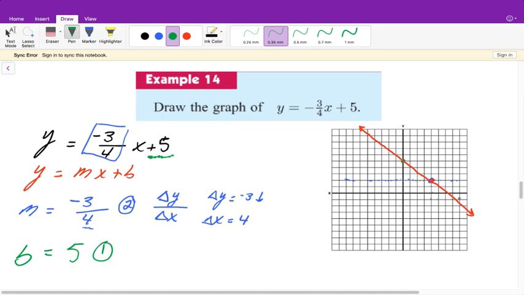1, 2, 3, 4. Now, obviously, I didn't have a straight edge, so it didn't go through it exactly. But that's where my next point would be, and we can use our slope to generate a third or a fourth point if we really wanted to. But all you need in order to graph a line is 2 points. All right, so that's using our slope-intercept form.